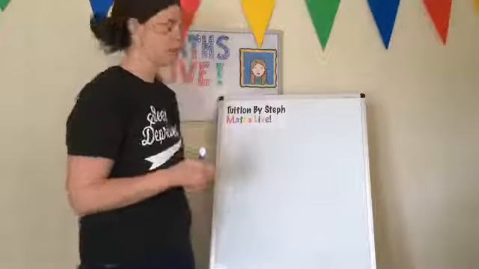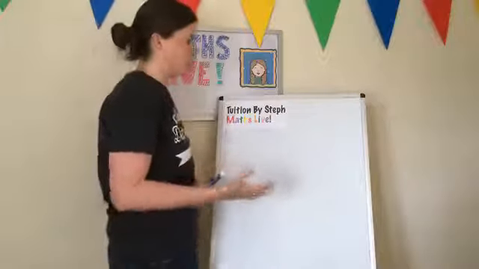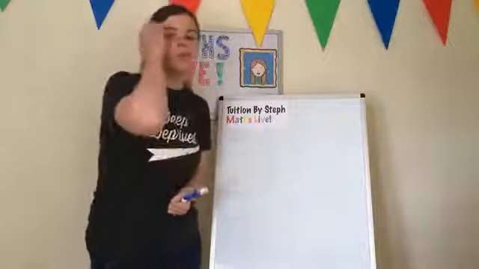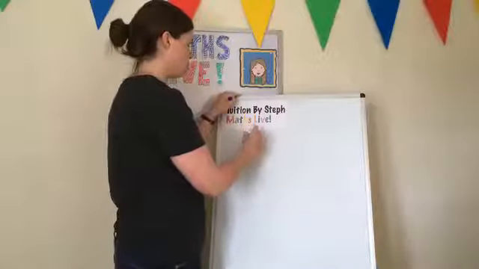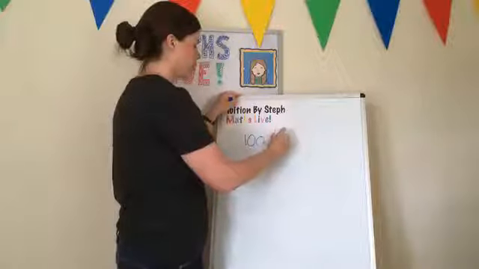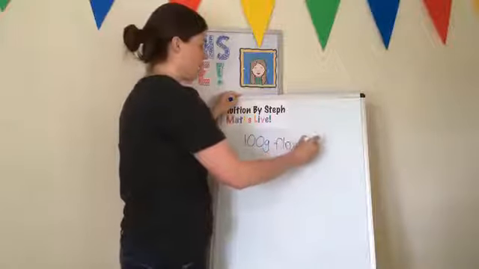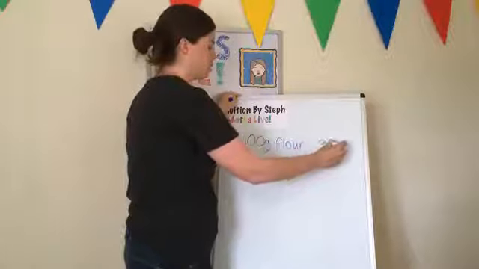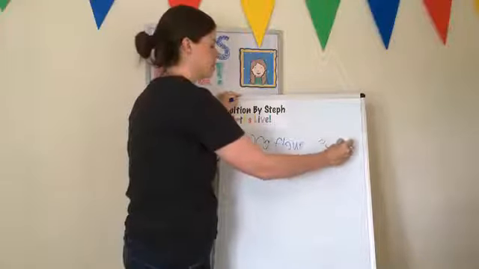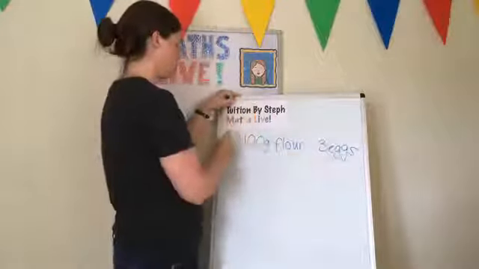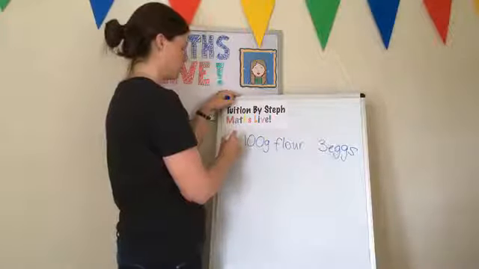I'll show you an explanation. For example, if you're making a recipe and the recipe says that you need 100 grams of flour and you need 3 eggs, and that's for 2 people.